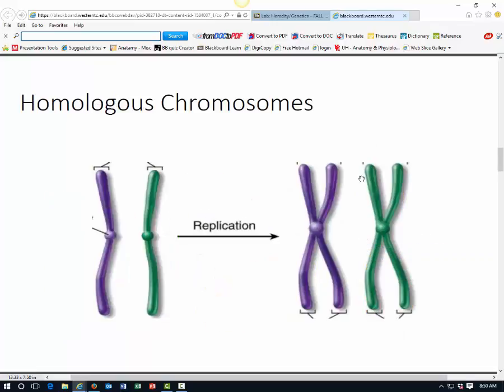So if we look at a pair of chromosomes, here's a set of chromosomes. Say the purple one came from mom, the green one came from dad. When it replicates, it makes a copy of itself. So this is a replicated chromosome, but we still see two chromosomes here. There are two chromosomes here, except these chromosomes are replicated and they have that X appearance to them.